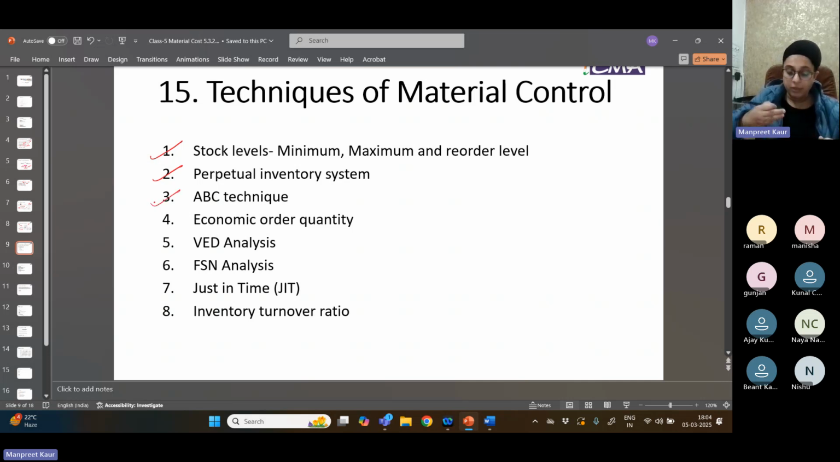ABC technique, EOQ analysis, economic order quantity, VED analysis, FSN analysis, just-in-time, inventory turnover ratio. These are the techniques of the material control. We will discuss each and every topic in the class.